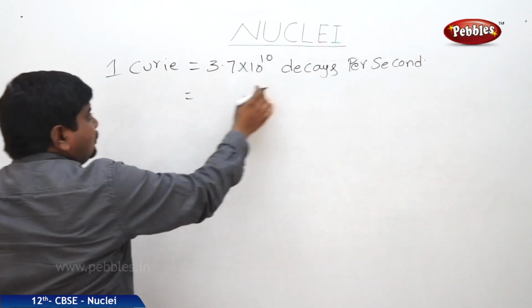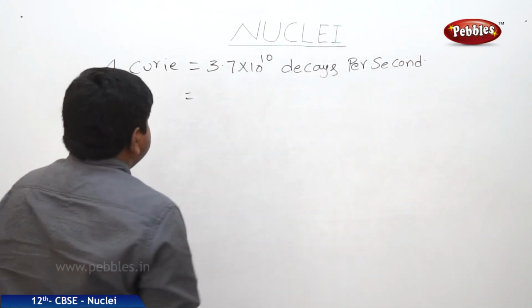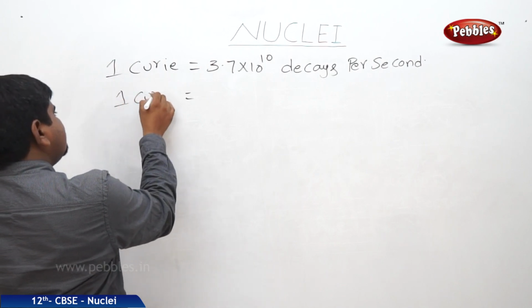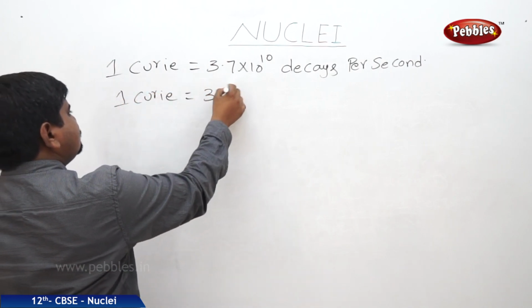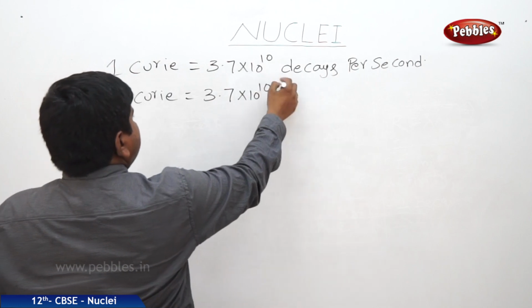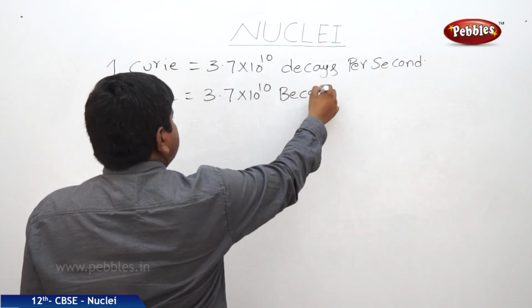So we can write 1 decay per second is 1 becquerel. That's why we can write 1 Curie is equal to 3.7 into 10 to the power of 10 becquerel.